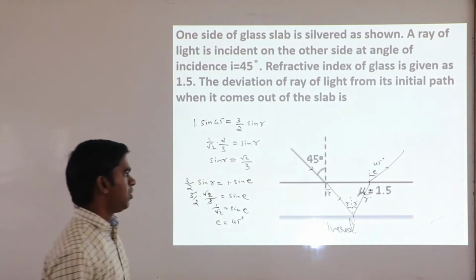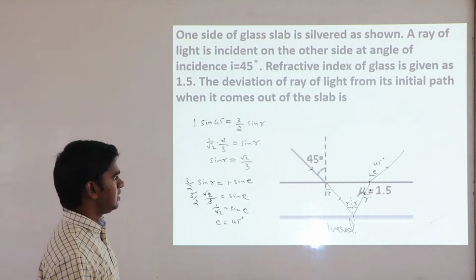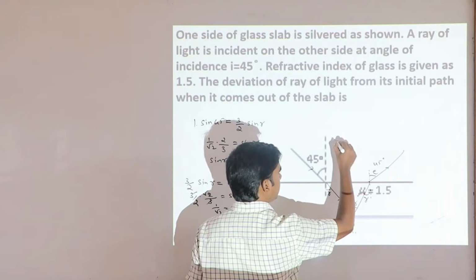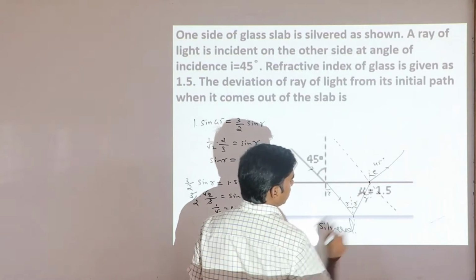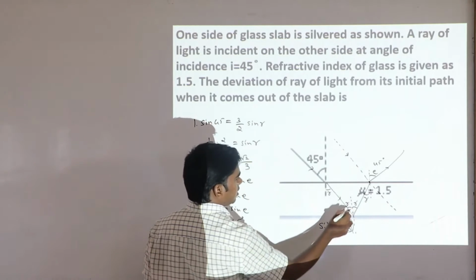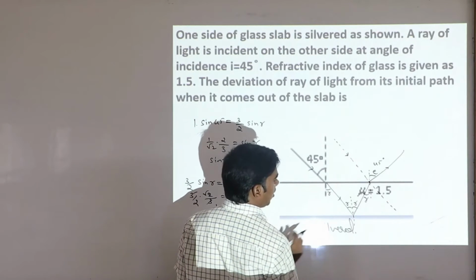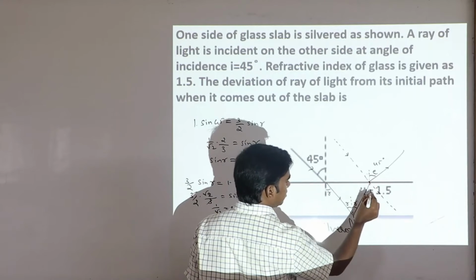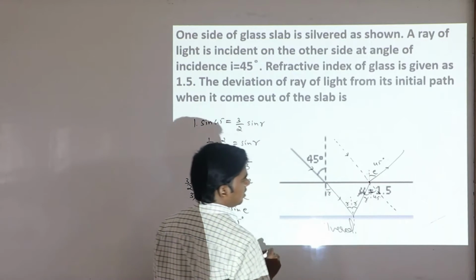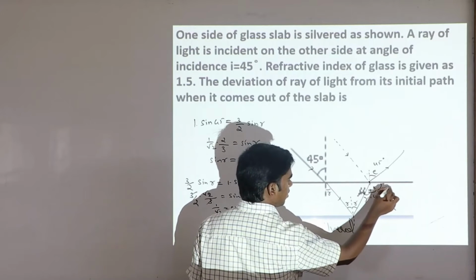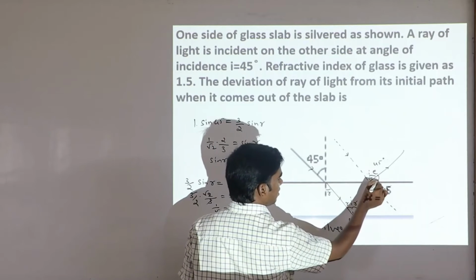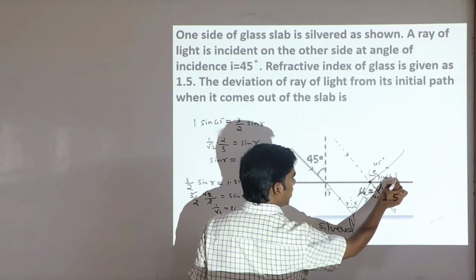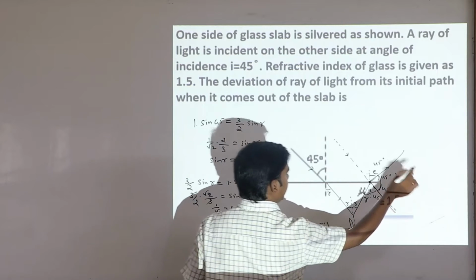Okay. Now what they are asking is the deviation. So if I take this ray here, I will take a parallel ray. This is what the incident is. So it is deviated by this much. Now you can see here, if the angle of incidence is 45, this is also going to be 45. If that is 45, this is also 45, and if this is 45, this is also going to be 45. So how much is the ray deviated? The ray is deviated by 45 plus 45, 90 degrees.